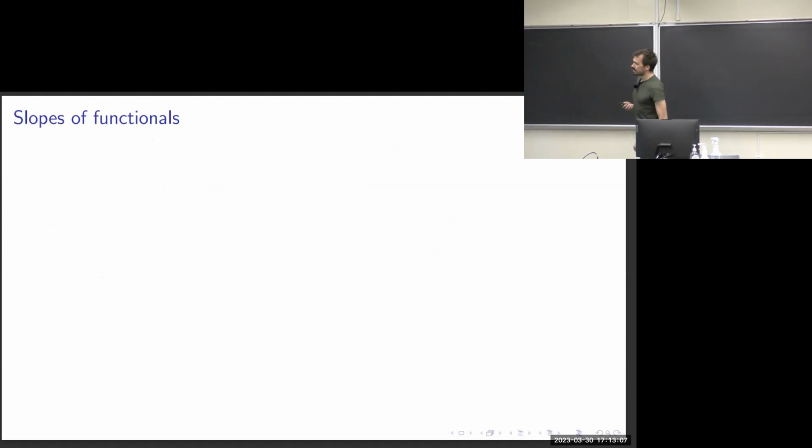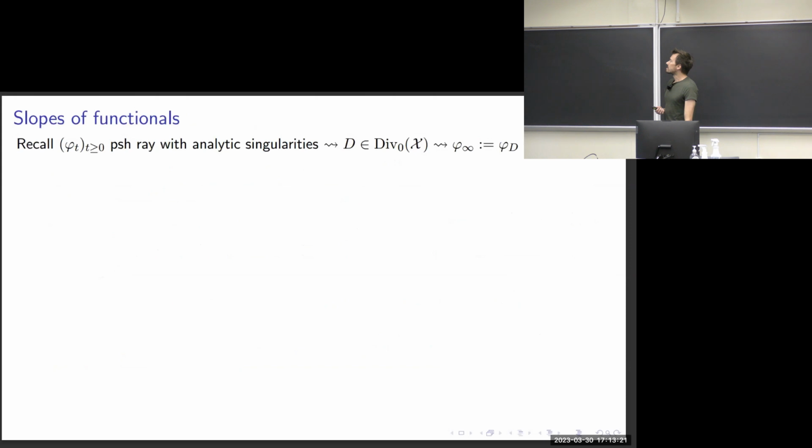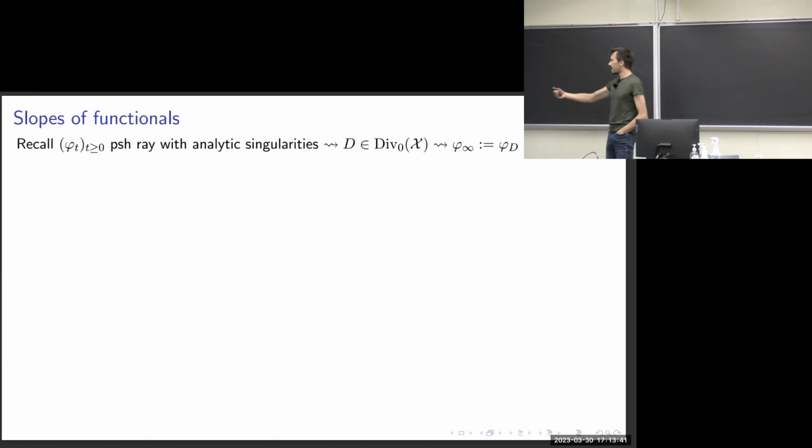And now the reason for all that is justified by what comes here. So you want to look at slopes of functionals. You want to say that all these NA versions of functionals really compute slopes at infinity. So you pick one of these rays we've been considering with analytic singularities. And we've seen that this produces some vertical divisor on the test configuration that encodes the singularities at infinity of the ray. And this in turn defines some PL function that I will denote by phi infinity. So it's the data at infinity of the ray, like we saw before for rays of norms. So we have some non-Archimedean object attached at infinity to some ray of Archimedean objects, as in the case of spaces of norms.